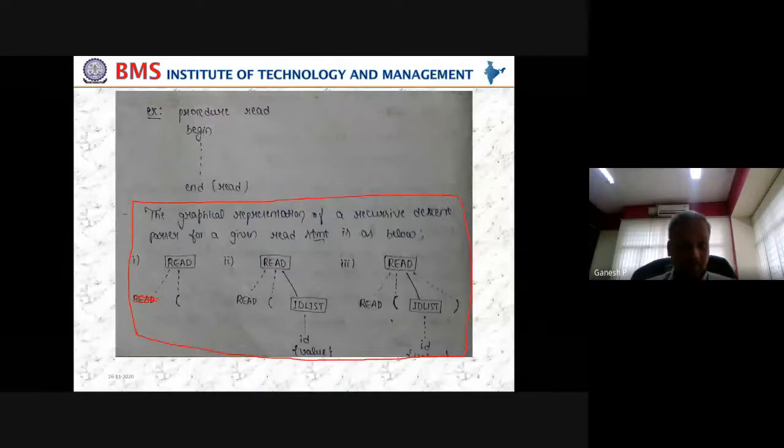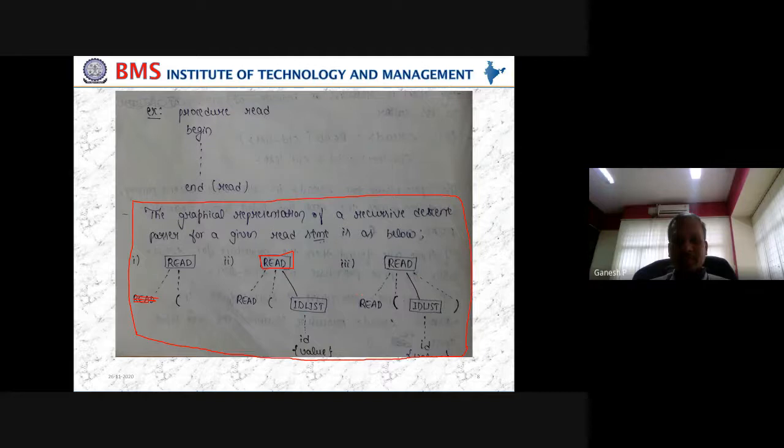So read left parenthesis is mapped because that is a token. Then we have an ID list. ID list can be further defined. If you observe here, all non-terminal tokens have been kept in the box, just to give the information that they're all non-terminal for us. Then we have ID list, which can be further defined or further invoke another procedure.